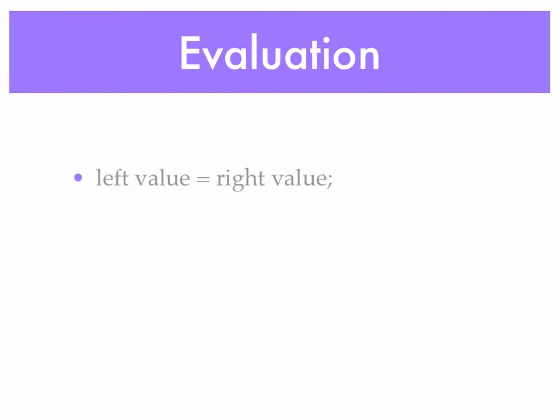Now evaluation always goes from right to left. We take the right value, we evaluate it, and it's stored into the left value. This is all done by our compiler or as our program runs. So here we have a variable of type int named h.